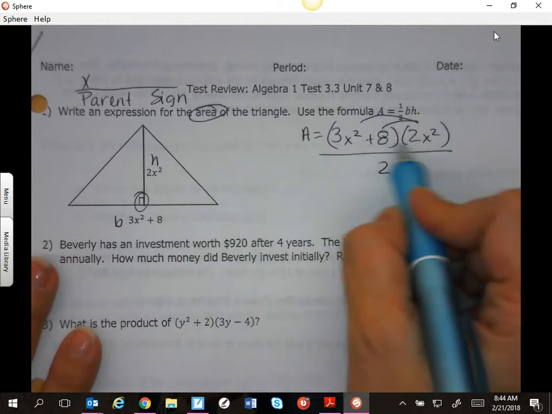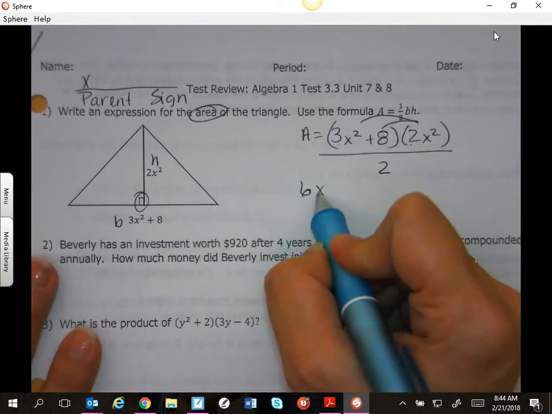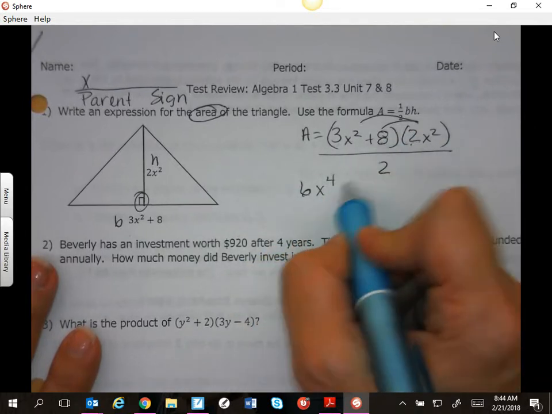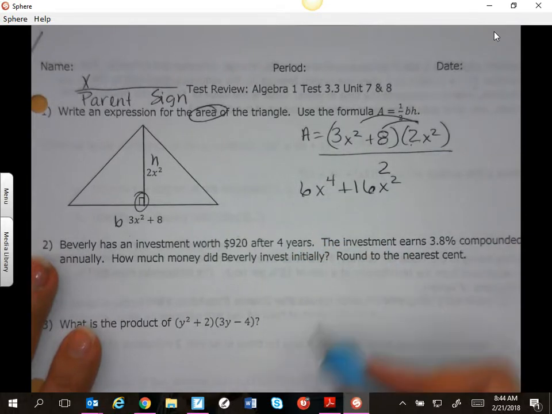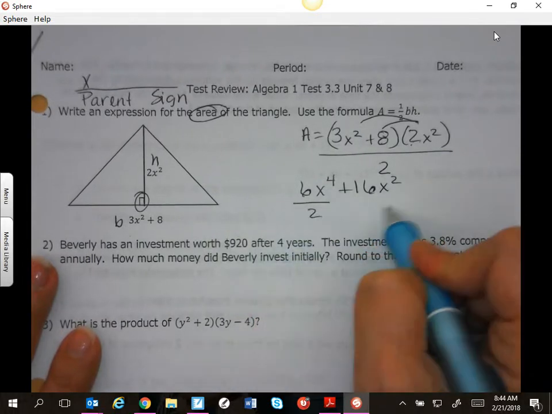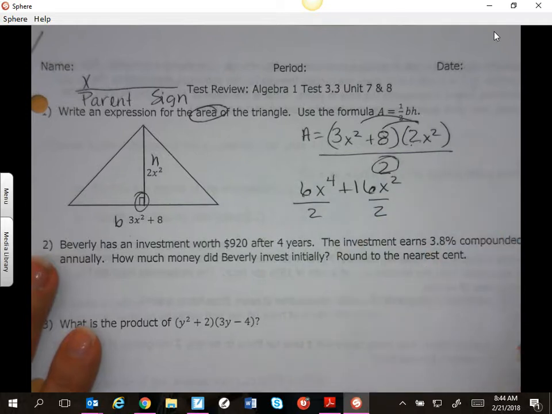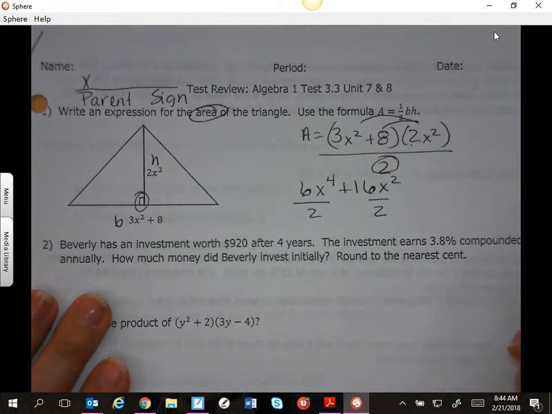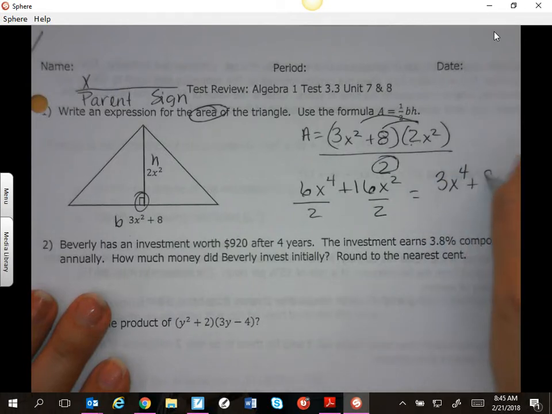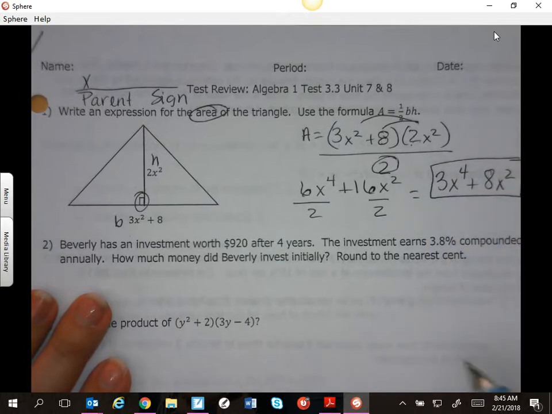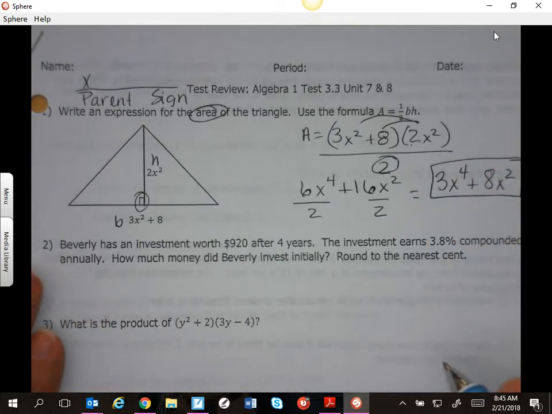So 3 times 2 is 6, x times x is x to the 4th, 2 times 8 is 16x squared. And then we need to divide all of these by 2. Don't forget that 1/2. Remember, triangles start with t, so we need to divide by 2. So we get 3x to the 4th. It does not change your exponents, plus 8x squared. This is our area.